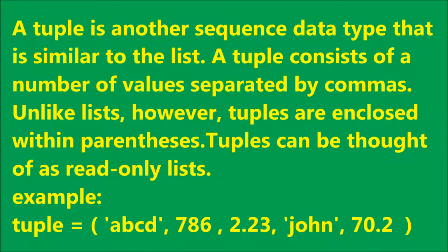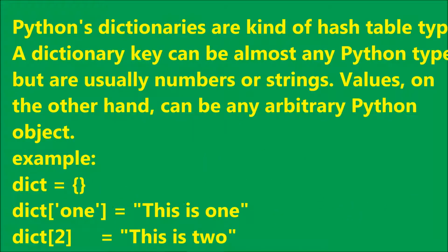Next one is Python dictionaries. Python dictionaries are kind of hash table type. A dictionary key can be almost any Python type, but is usually a number or string. Values, on the other hand, can be any arbitrary Python objects. There are a few examples below.